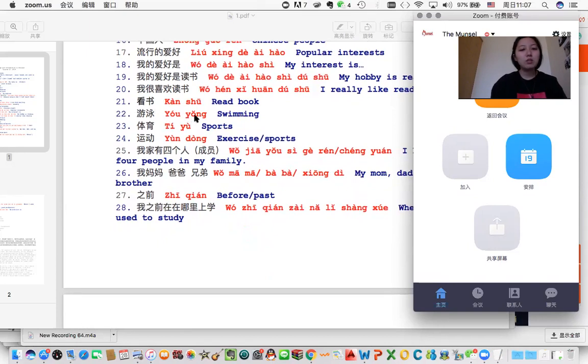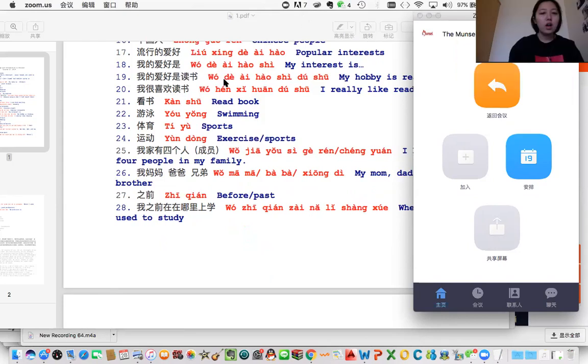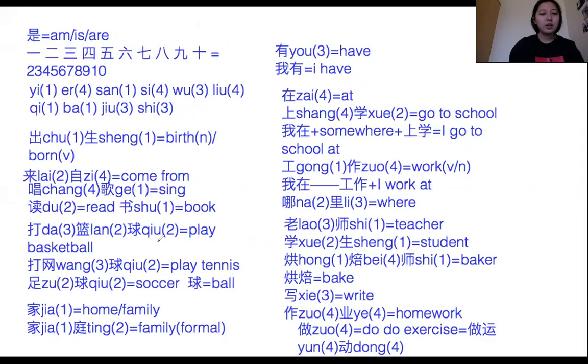And 游泳, that's a kind of sport. 游泳 is swimming. And 体育 is sports. So in the class, we've introduced another hobby, like 唱歌. 唱歌 is sing, sing a song, sing songs.